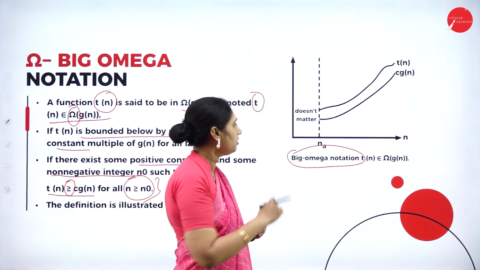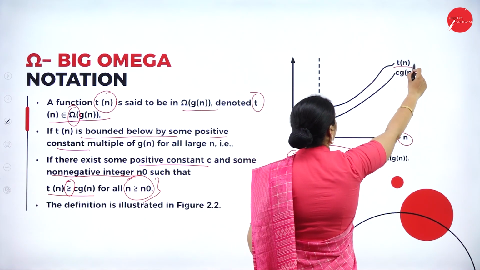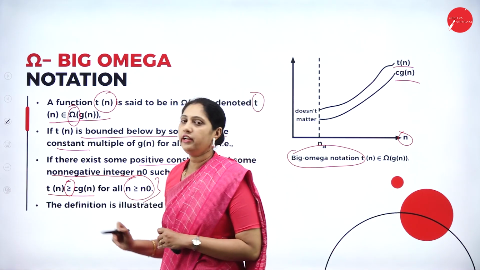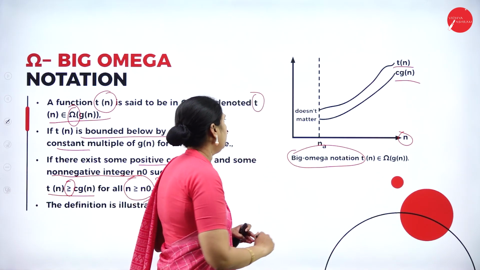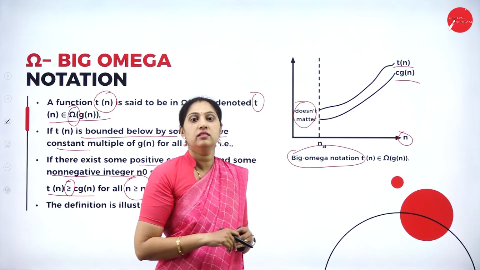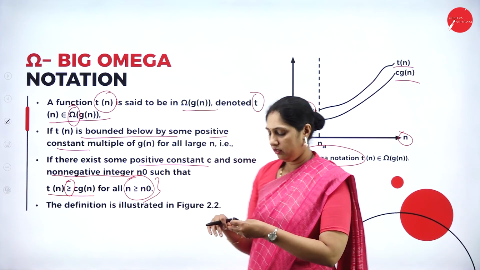So what happens is same graph but slight change here. This is n, and t of n, c of g of n. We have compared with greater or equal to. So here you have a plotted graph which indicates it doesn't matter. This is all about omega notation.